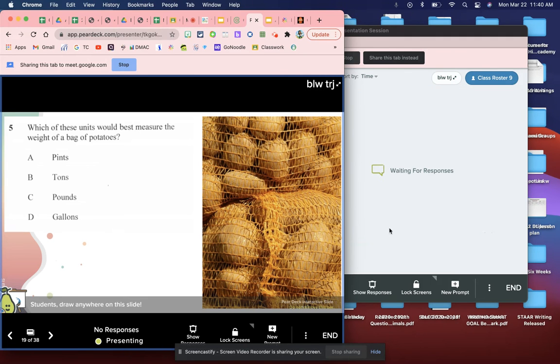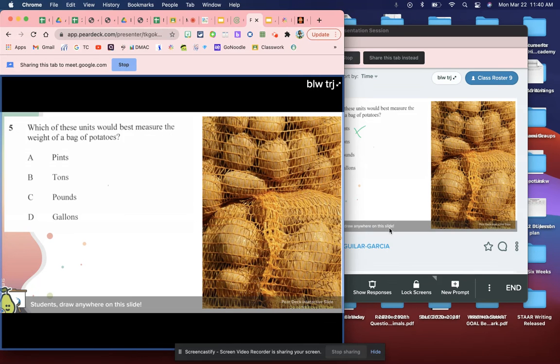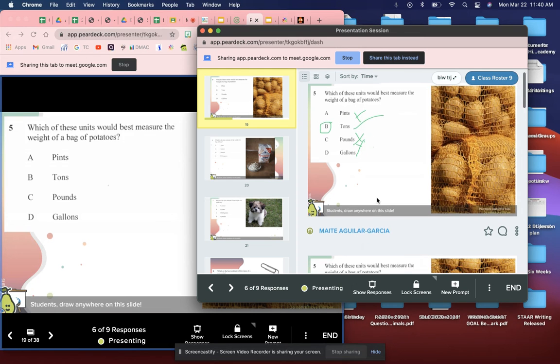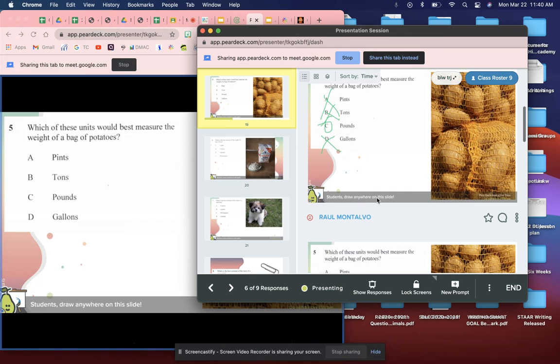How about a bag of potatoes? What would be the best units of measurement for the weight? Weight. Weight of the United States. What do we use here? Ounces, pounds, tons. So how are we going to measure 1 bag of potatoes?